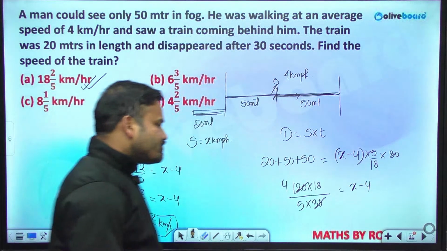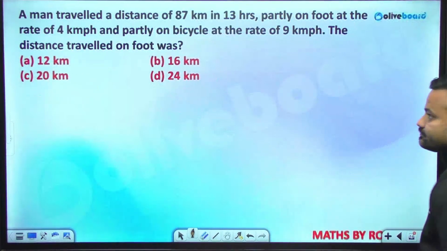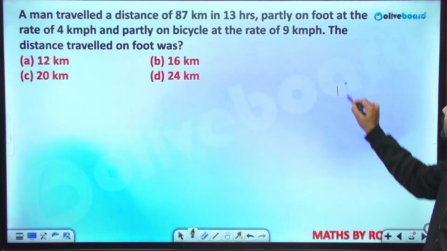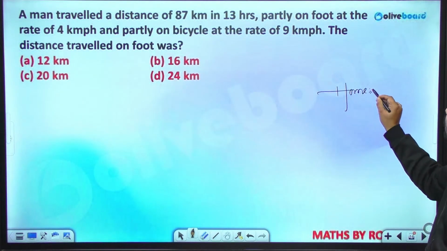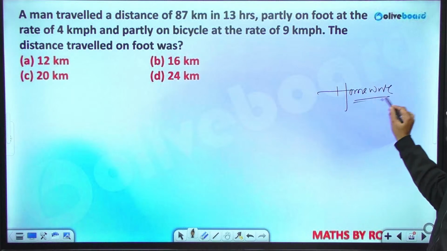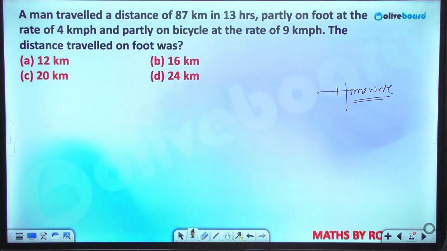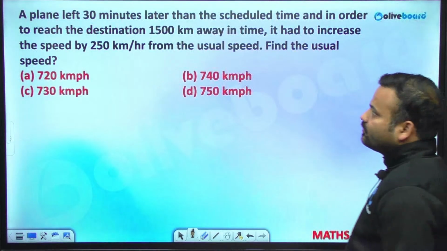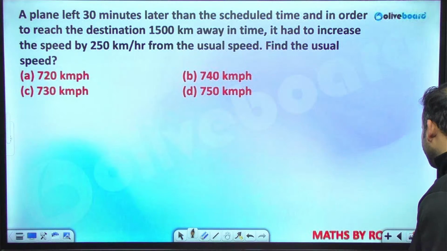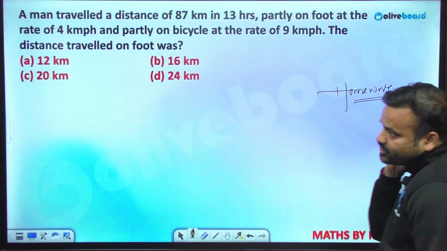Clear? So this was your lecture. This is a homework question. So comment your answer in the homework box. Put the answer of this question as homework.